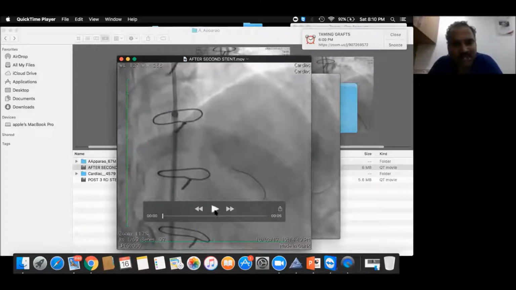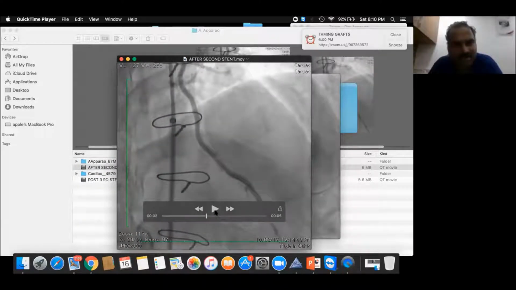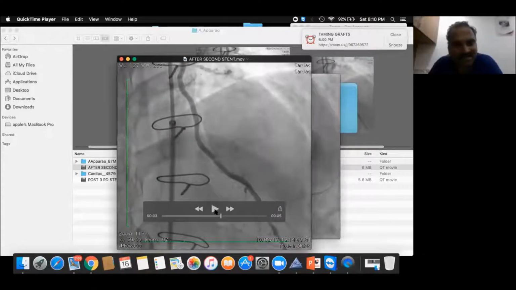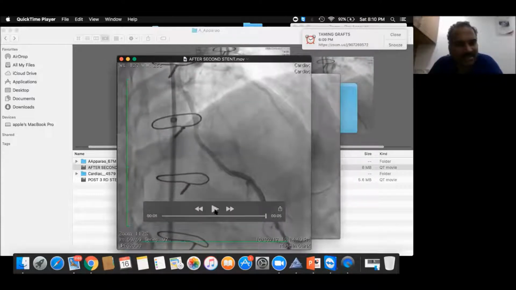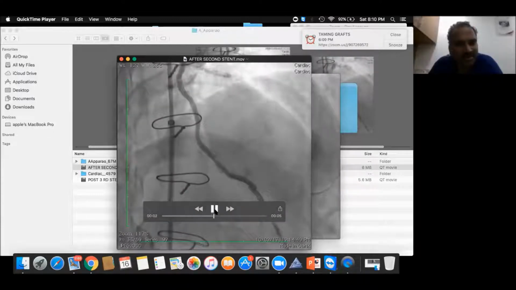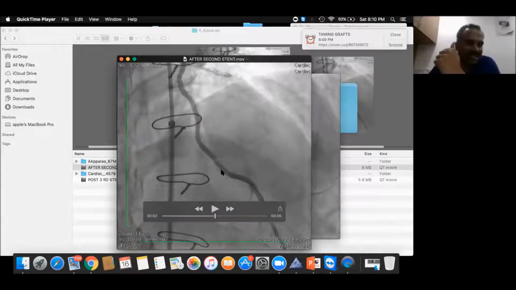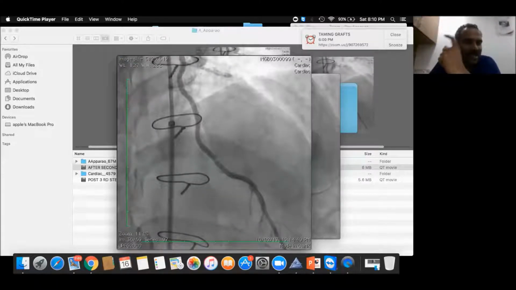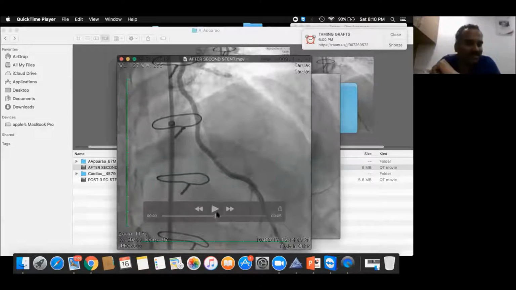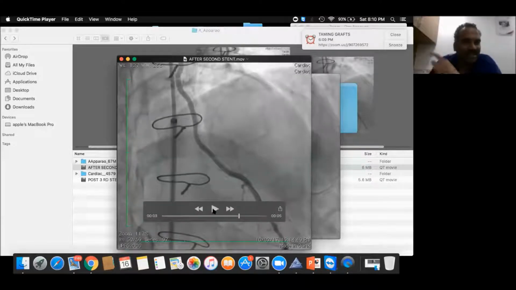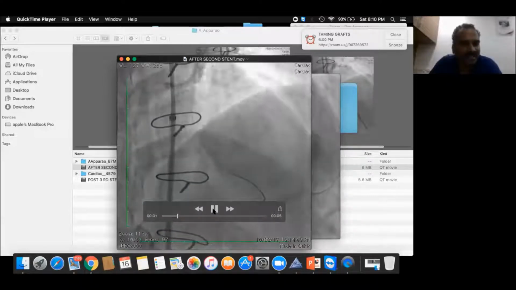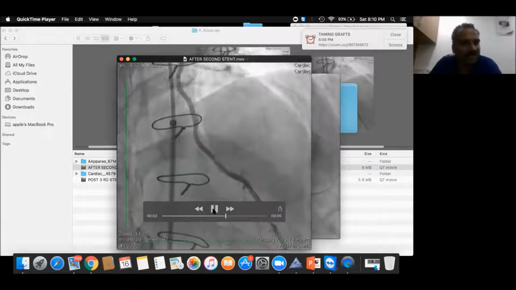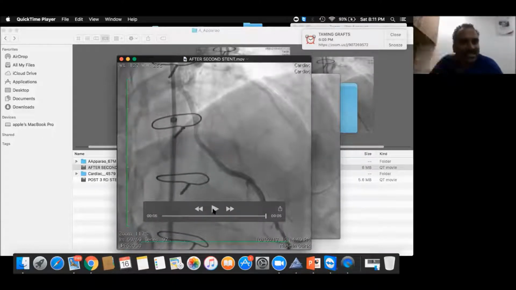Are you able to see another window now? This is after the second stent. I kept a second stent, but the foolish thing I did is I selected a short stent. So again the accordion shifted proximally. The loop shifted proximally. Again I gave NTZ, diltiazem, all the stuff, but nothing worked.